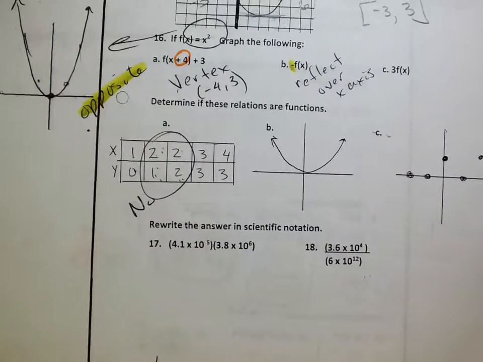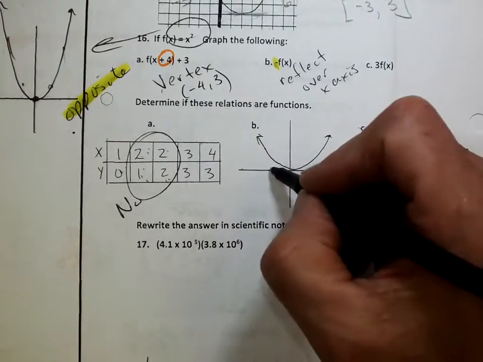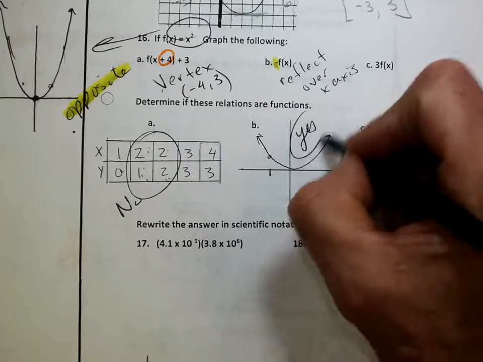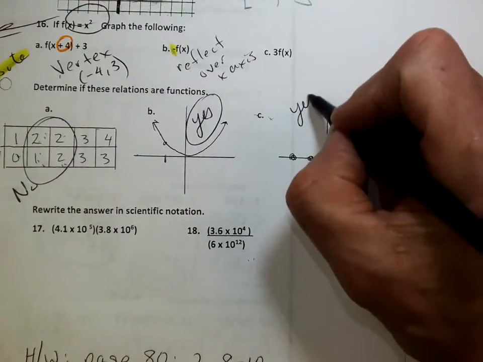Right? Nice job. Is B a function? Yes, because it would pass the vertical line test. Every x value has one unique y value. Good. C. Yes, every x value has a unique y value. Yes, it passes the vertical line test.